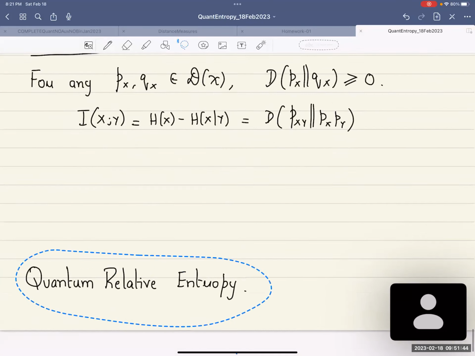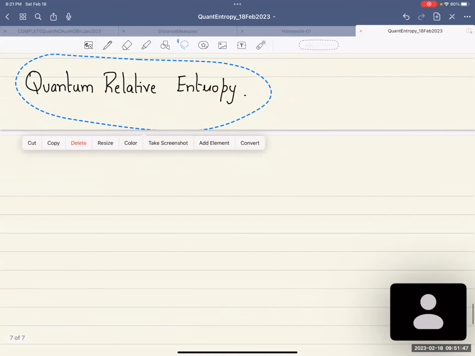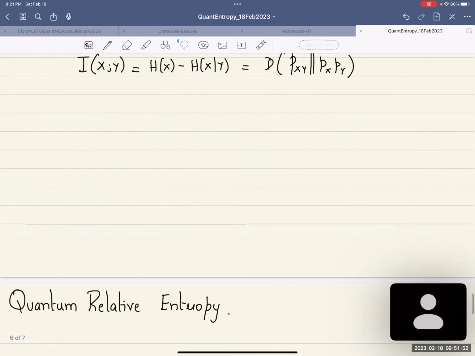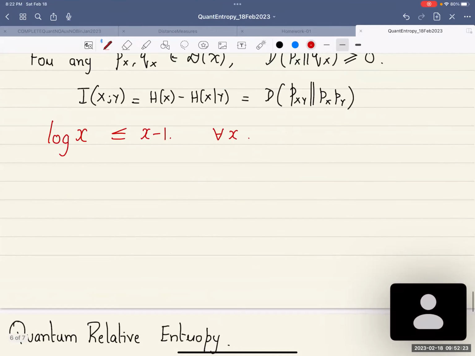Did I define the inequality in the homework? You were asked to show I of x comma y is non-negative, and I don't think there's any other way than showing the divergence is non-negative. Anyway, I'll just do it. There's one thing which you can always use: log x is always less than or equal to x minus 1 for all x. We'll just use this, and then it's very simple.